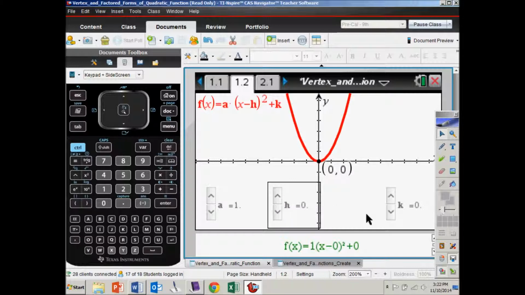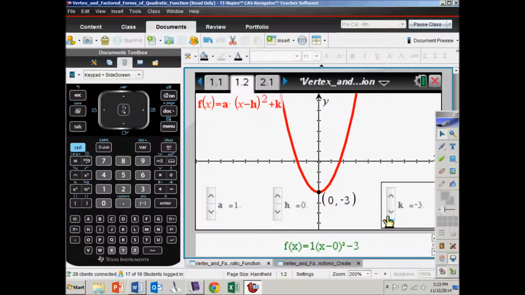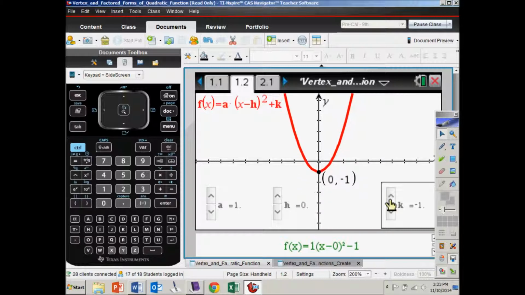Okay? So then what's with k? What does k do? Up or down. So k is true to what it looks like. If I increase k, my function goes up. If I decrease k, my function goes down. There's no trick to k. K is as good as it gets.